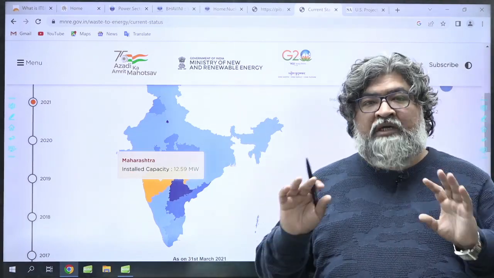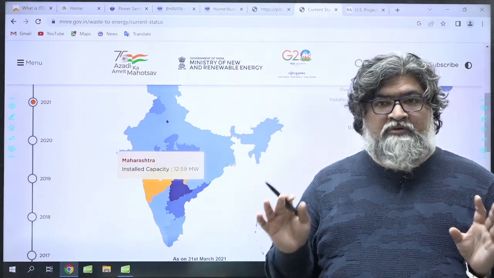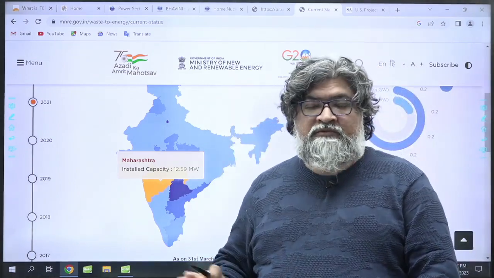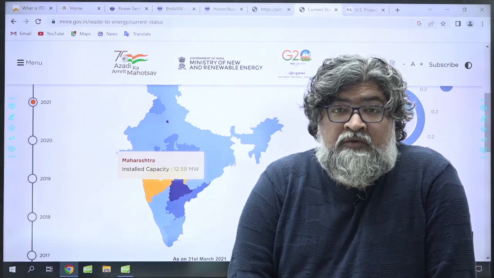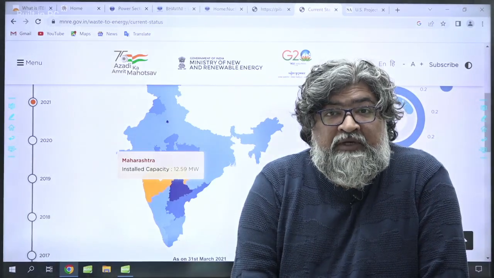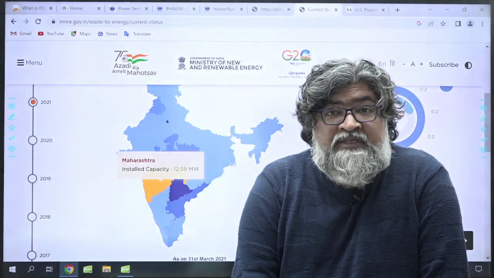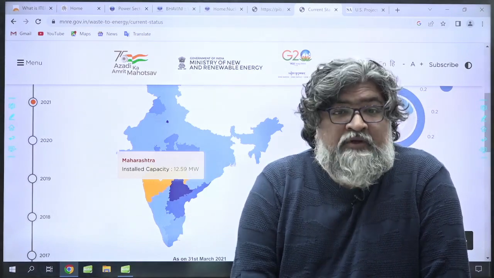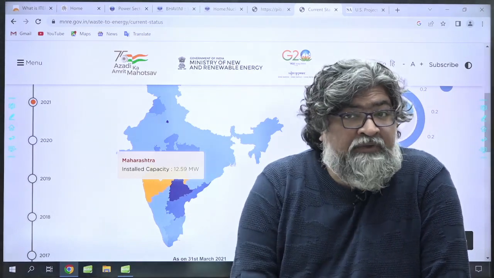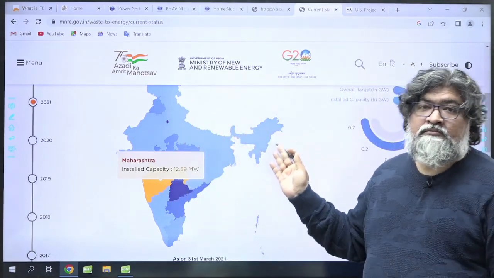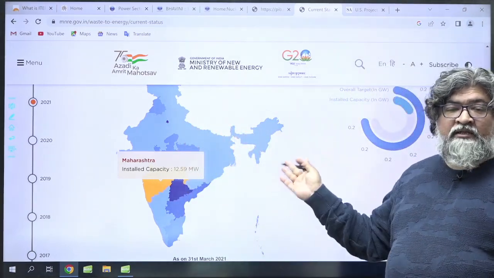tons and tons of garbage, a lot of solid waste are generated throughout the country. There are many major cities and towns, even small towns and cities, where solid waste is generated. But if you look at WTE, waste to energy plants, and their treatment of such kind of segregated solid waste, it is only in a few states. Delhi being the NCR, but only a few of them.